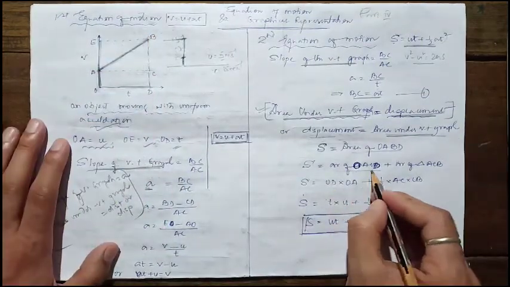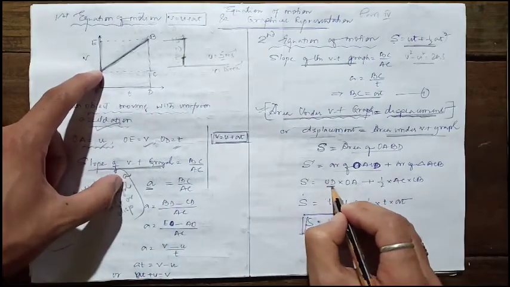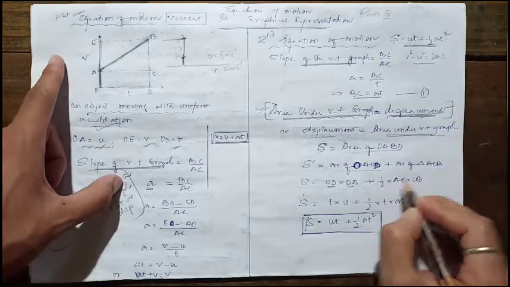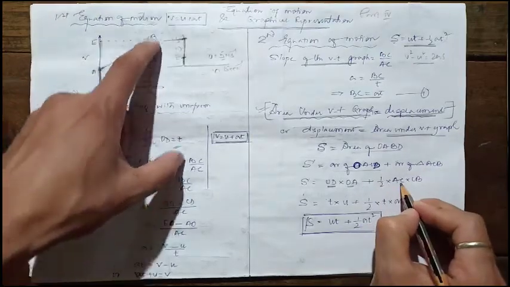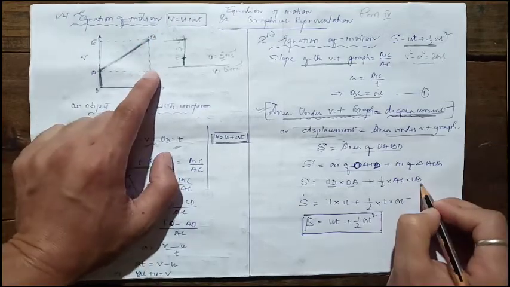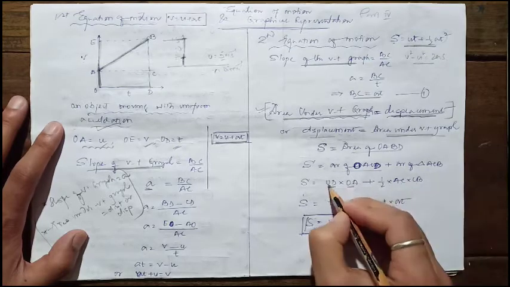Now students, what is the area of a rectangle? You know, length into breadth. So OD is the length, OA is the breadth. Plus the area of a triangle is half into base into height. So half into base. Now in this triangle, let's consider this as the base and this as the height. Now students, this OD, OA, AC and CB can be replaced by their respective values.